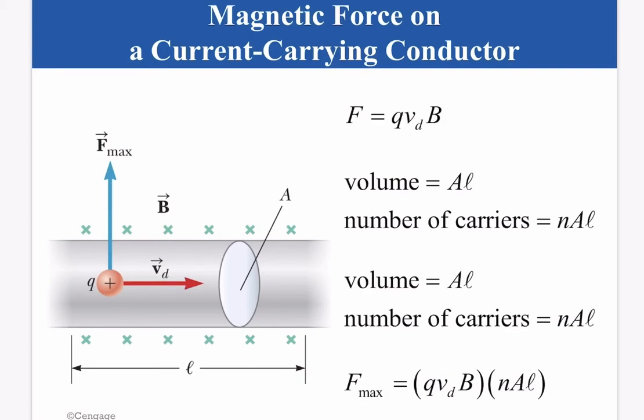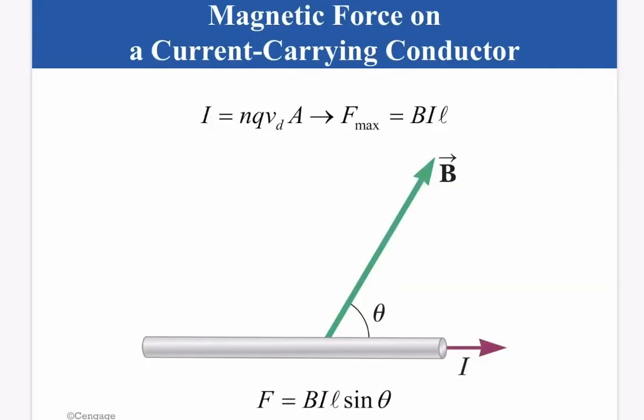That means the magnitude of the total magnetic force on the wire of length L is the force on each charge carrier times the total number of carriers. Recall that the current in the wire is given by the expression shown here. That means we can write the maximum force as shown. Please note that this equation can be used only when the current and the magnetic field are at right angles to each other.